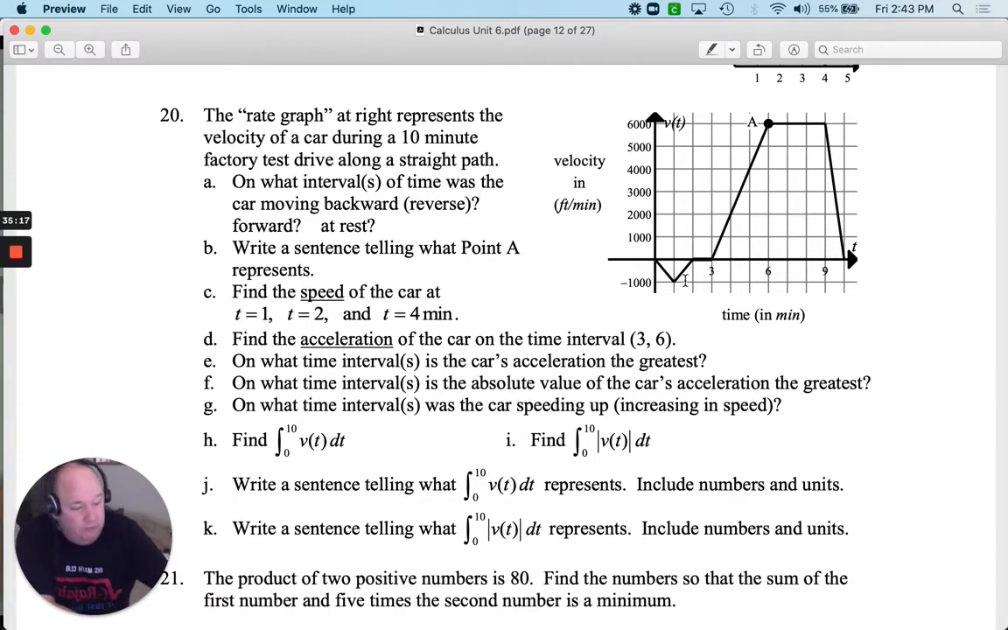When is it moving forward? Well, it's moving forward when it's above, so from 3 to 10. That's moving forward because it's above, positive velocity. When is it not moving? When is it resting? Right here, when it's on the axis, from 2 to 3.